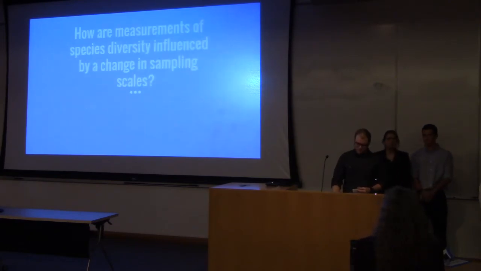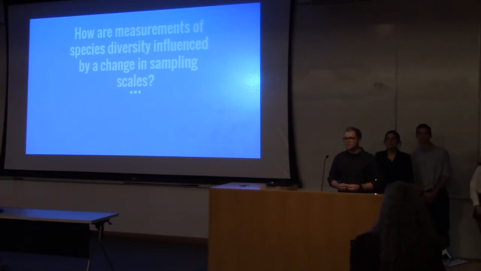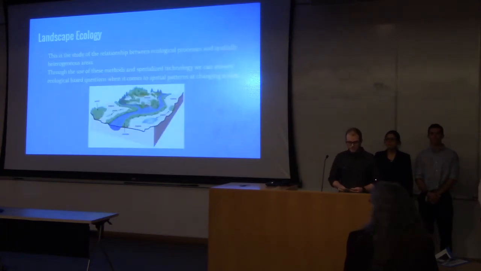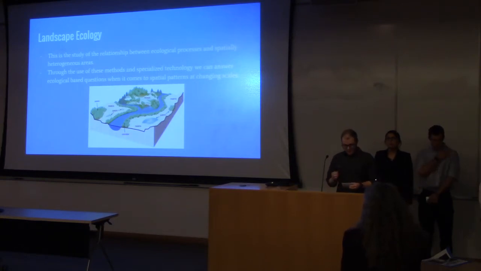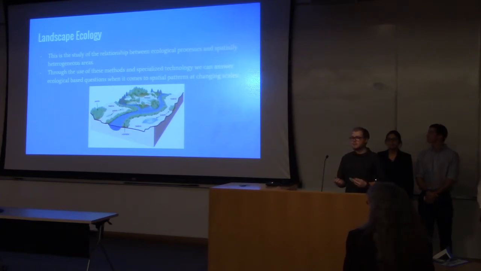Thank you, Professor. All right, so our main question going into this project was, how are measurements of species diversity influenced by a change in sampling scale? To help answer this question, we turn to the field of landscape ecology. Now, landscape ecology is defined as the study of the relationship between ecological processes and spatially heterogeneous areas. So, by using methods from this course, as well as specialized technology, we can answer questions about ecological processes relating to spatial scales and spatial patterns at changing scales.